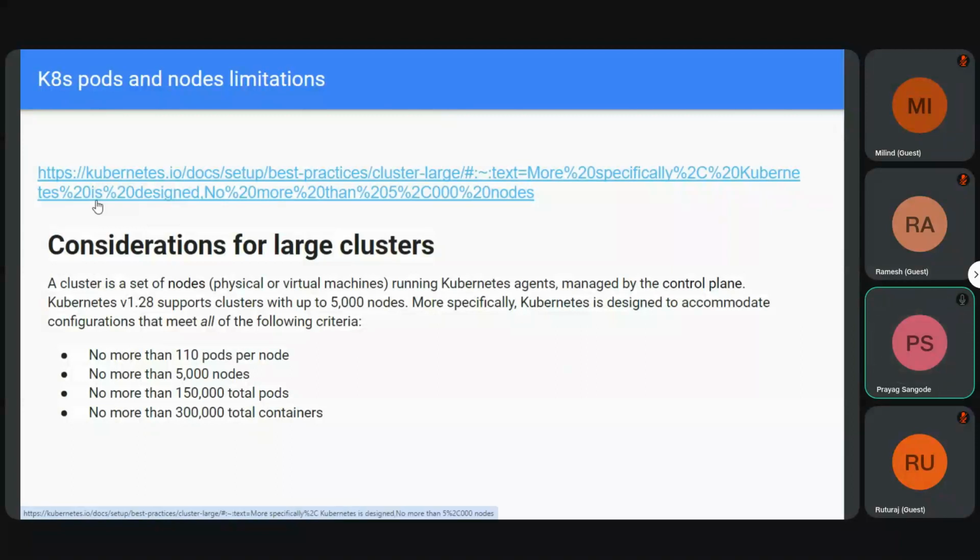Okay, so there are some limitations on the number of pods and nodes. This is also given in the wiki link. If you are interested, you can learn. So not more than 110 pods per node, not more than 5,000 nodes. Not more than this number of total pods can be there, not more than this number of containers can be created. This link is also there. If you want, it is given in the wiki.